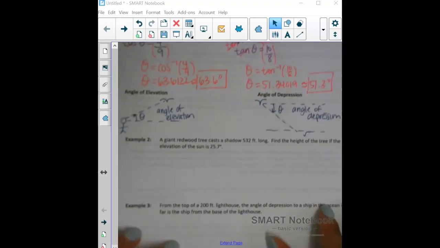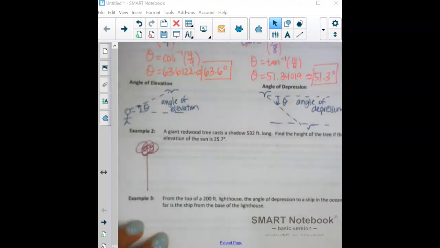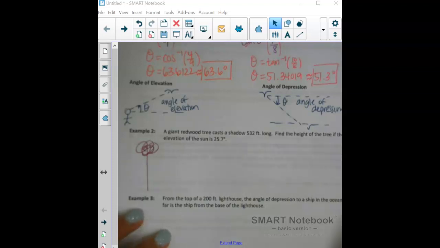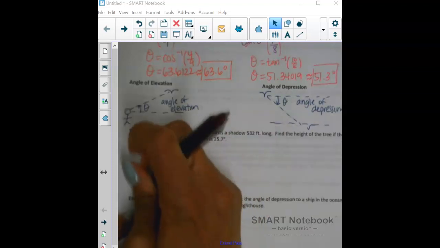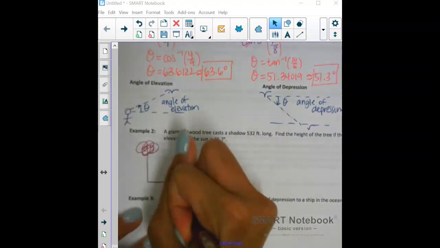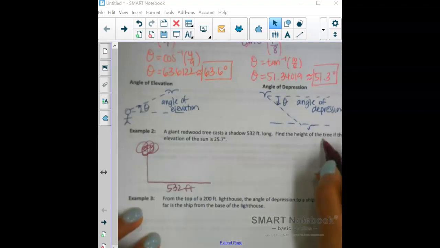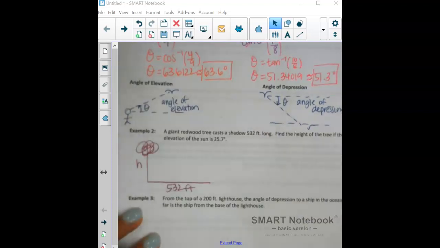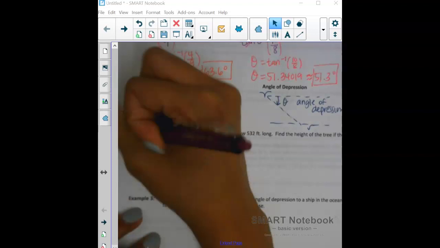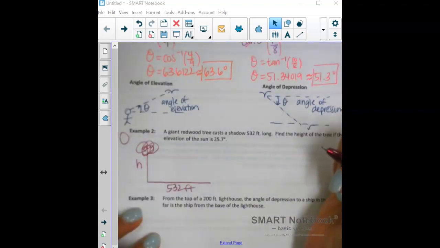Okay, so let me draw out what I have. I have my tree. That's my tree. And it's casting a 532 foot long shadow. So let me shorten my tree a bit. Here's its shadow. This is 532 feet. It asks you to find the height of that tree if the angle of elevation of the sun is 25.7 degrees. Okay, well, the wording on this is a little ugly, but the sun, especially if it's creating this long of a shadow, is probably right behind the tree somewhere.